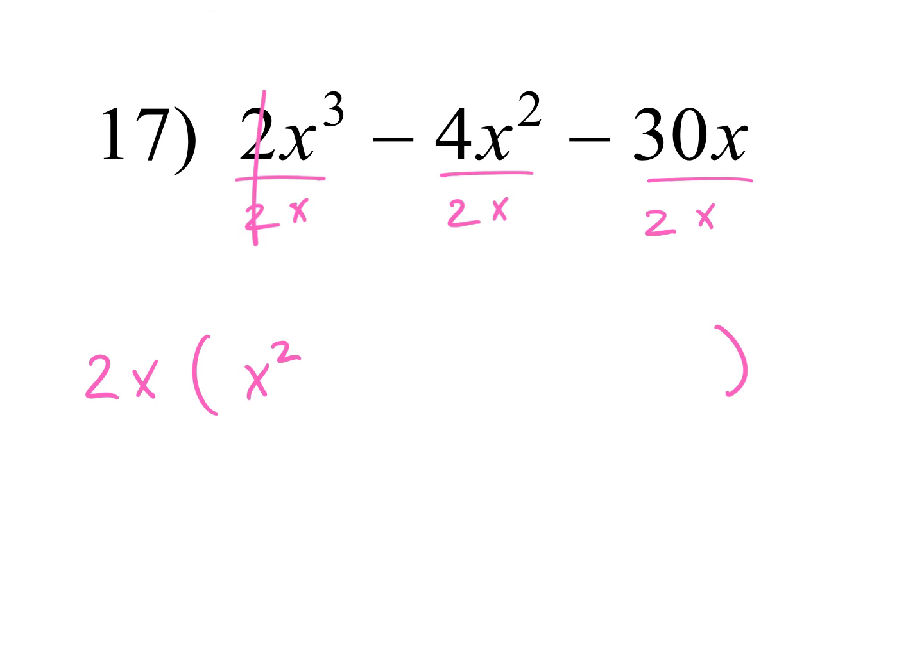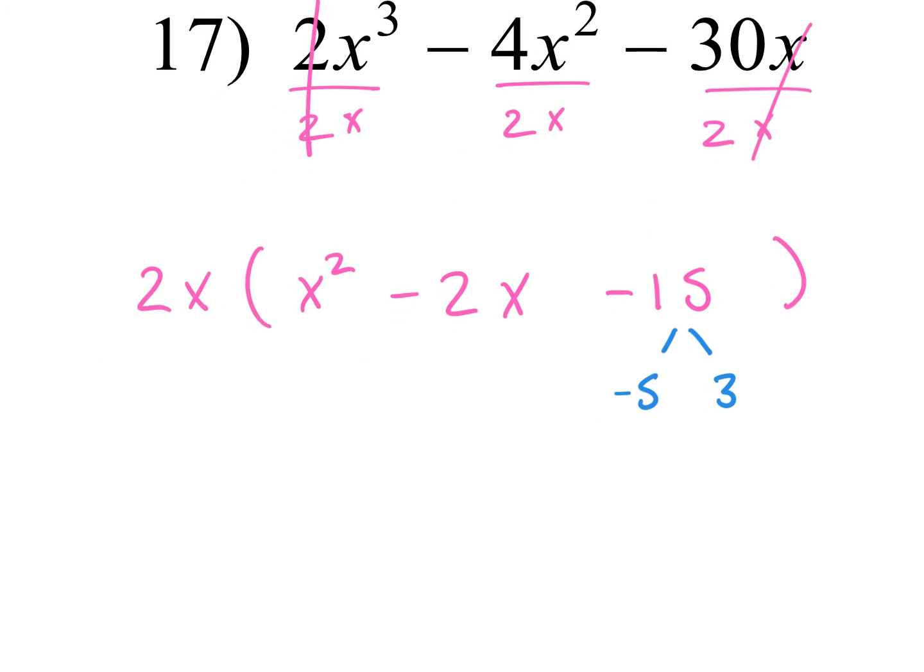So x squared. What's negative 4 divided by 2? Negative 2. And if I have 2 x's and I take 1 away, how many am I left with? Just 1. And then what's negative 30 divided by 2? Negative 15. And if I have 1 x and take 1 away, I have no x's. So since I still have 3 terms in my parentheses, let's see if I can factor this more. What are 2 factors of negative 15 that add to negative 2? Negative 5 and 3, because it has to equal negative 2. So the bigger number is negative.